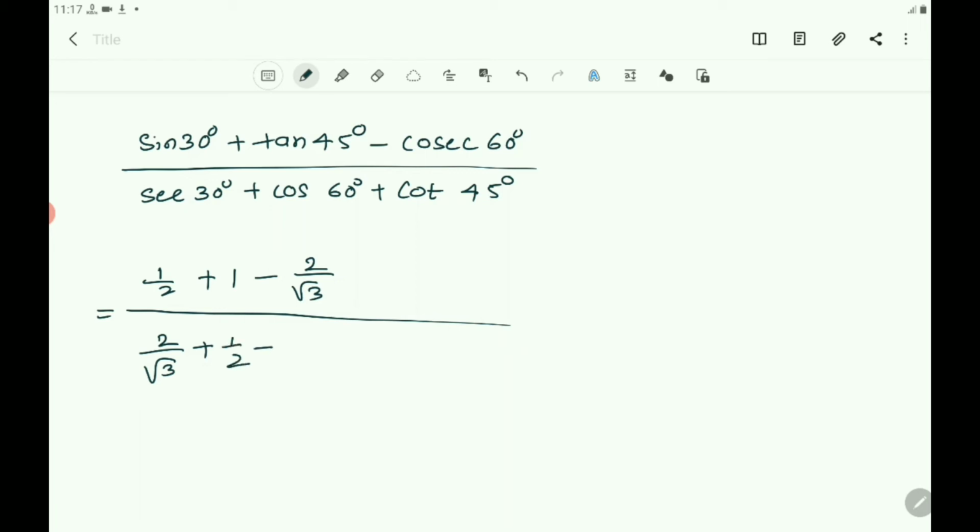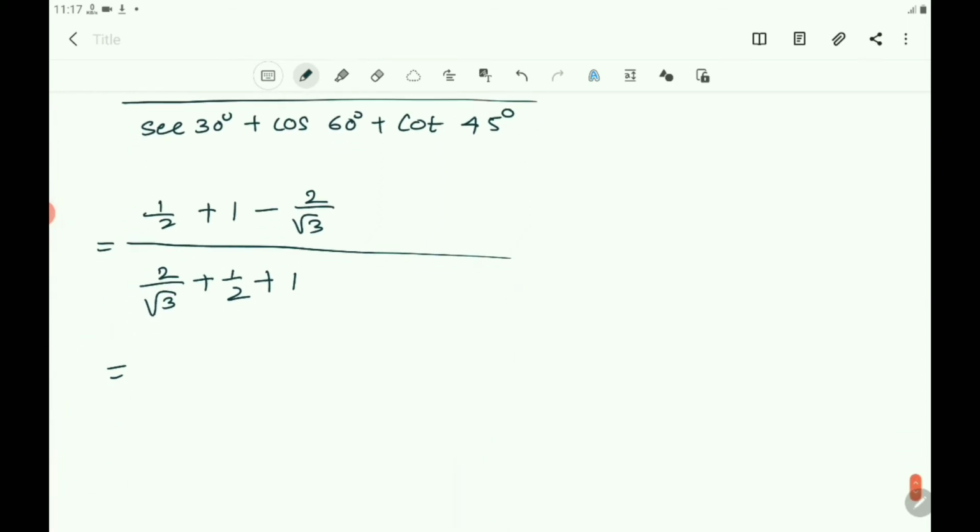Then you write minus 1 by 2, plus cot 45. Cot 45 is 1, as tan 45 is 1, so cot 45 is also 1. Then you simplify it. Here you take the LCM. The LCM is the product of 2 and root 3.